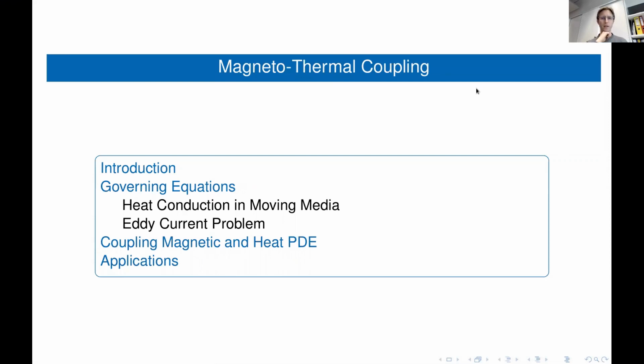Today's topic is magneto-thermal coupling. After a short introduction, we'll go, as usual, into the governing equations. In this case, this is the heat conduction equation. We'll extend it to moving media, because this allows for a very nice modeling procedure for induction heating processes.